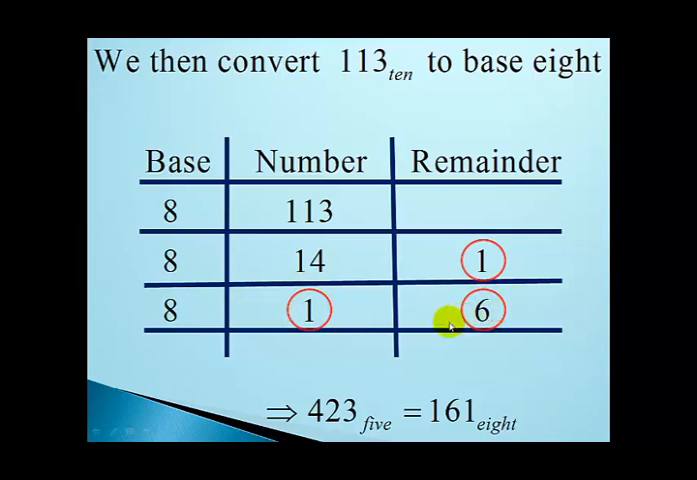Now, because 1 is less than the base, we stop here and write it in that order. So we have 1, 6, 1. This means that 423 base 5 from the question is equal to 161 base 8.